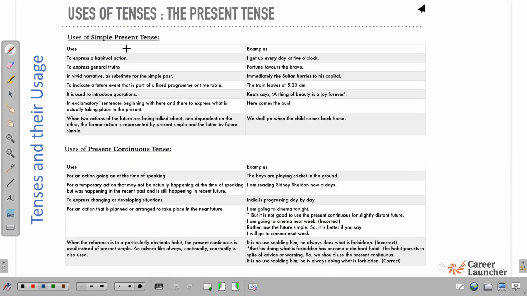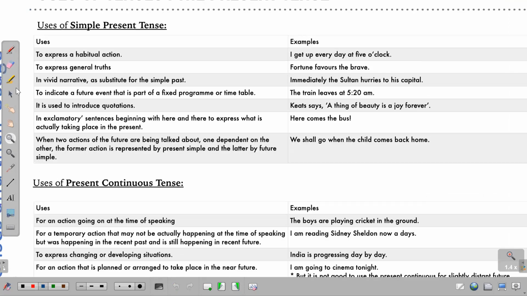Why is the simple present tense a more problematic one? Because it refers to many things. It refers to a habitual action: I get up every day. It expresses general truths like fortune favors the brave. In a vivid narrative, it's also a substitute for a simple past. For example, immediately the Sultan hurries to his capital.